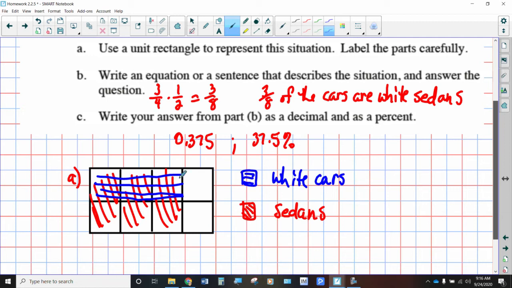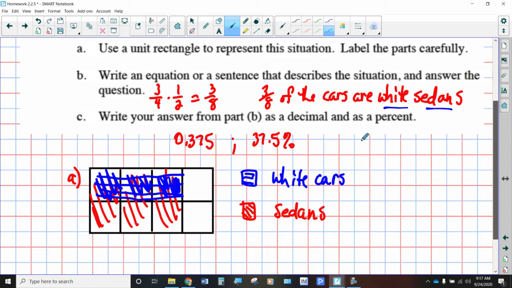Half of the sedans are white cars. So I'm going to shade in this direction in blue for all the white cars that are sedans. So after looking at all this, this is basically 3/4 of 1/2 or 1/2 of 3/4, either way you choose to go. 3 of these sections have been double shaded, both red and blue. So 3 out of the 8 total sections that represents all the cars on the parking lot are white sedans.